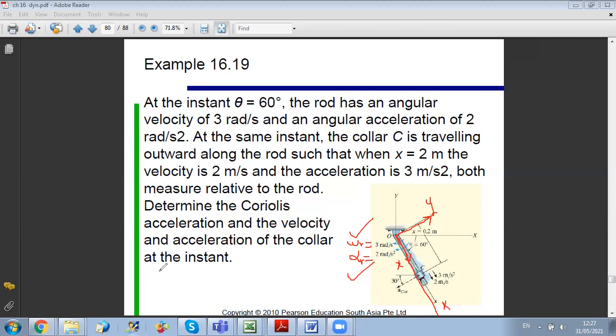So if I want to write their expressions, I can write that VC relative is equal to 2 small i. Okay. AC relative is equal to 3 small i.